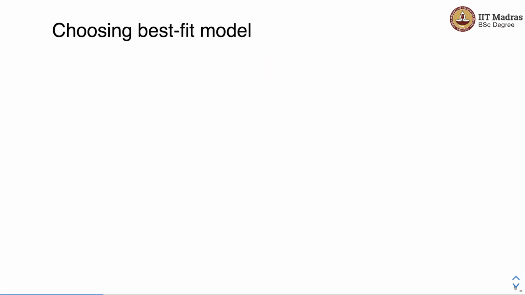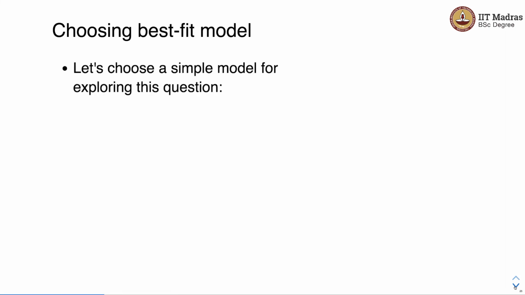Now that you know what the model looks like and how to perform model inference, let's go to the next question about choosing the best fit model. Let's explore this question with a simple model with a single feature. So our model is y equals w0 plus w1 x1. Note that there are two weights w0 and w1, and there is a single feature which is x1, and of course y is the label.